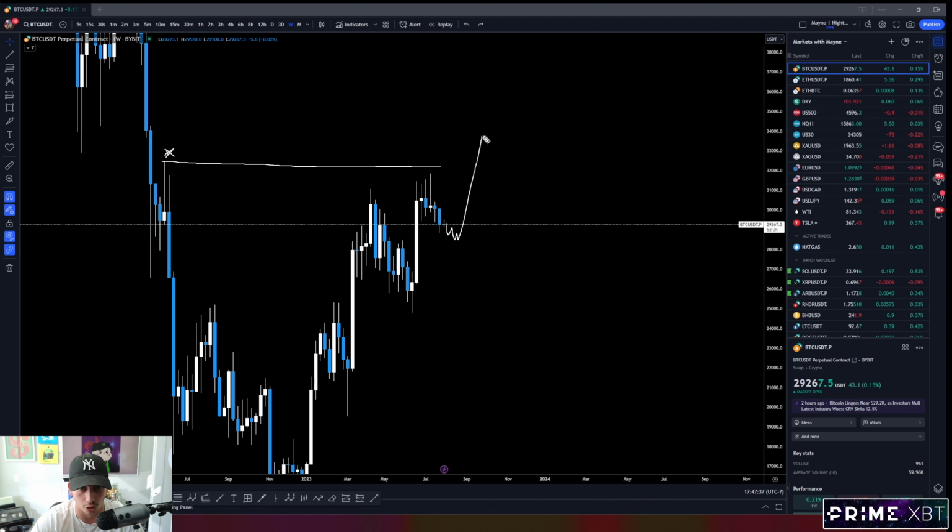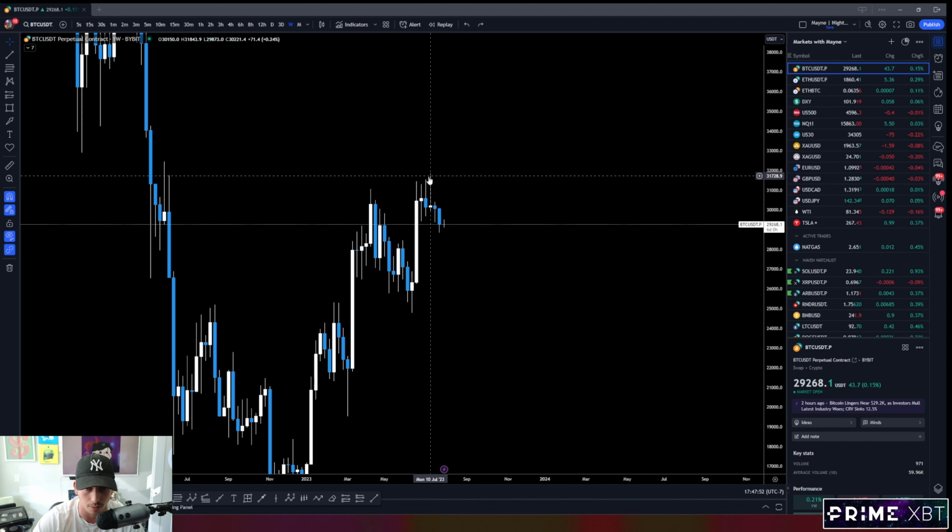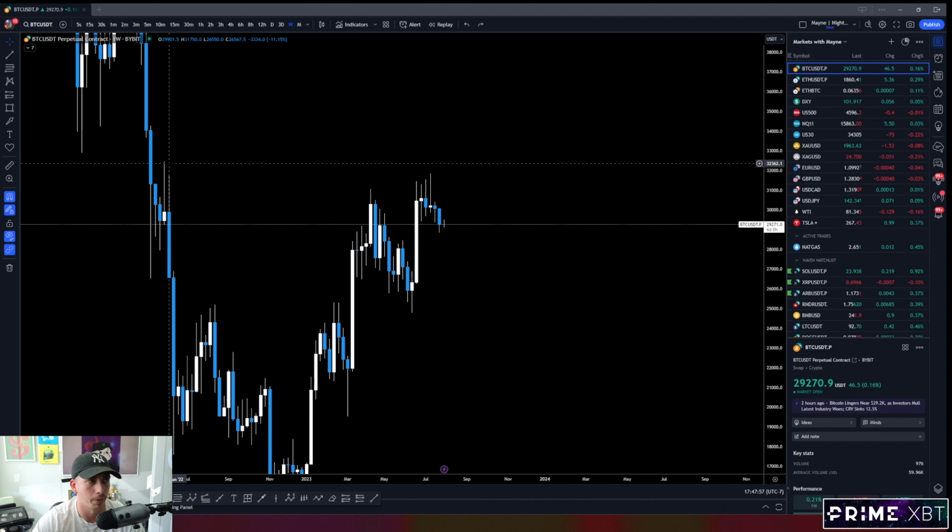Whether we drop first and then take it out, or go up from here and then take it out, either way, this is a liquidity level I'm aware of. And if it gets run and we get some sort of bearish reaction like this, big move up and a close below, I would take that as an opportunity to fade.